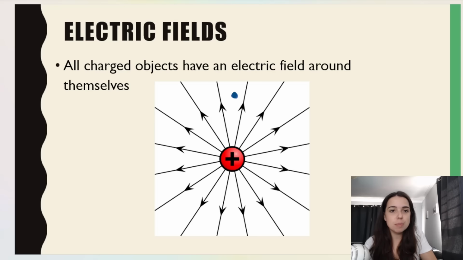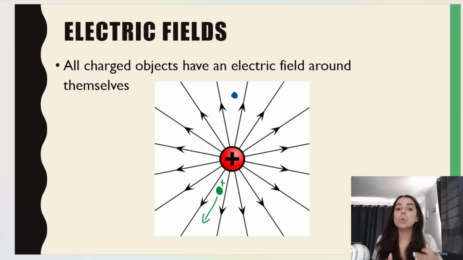Okay. If I had to place another charged object, let's draw one over here. That's also another charged object. Let's pretend it has a positive charge. It will experience a force. It will move away from this plus thing over here. So because an electric field exists around a charged object, it will cause other charged objects to experience a force.